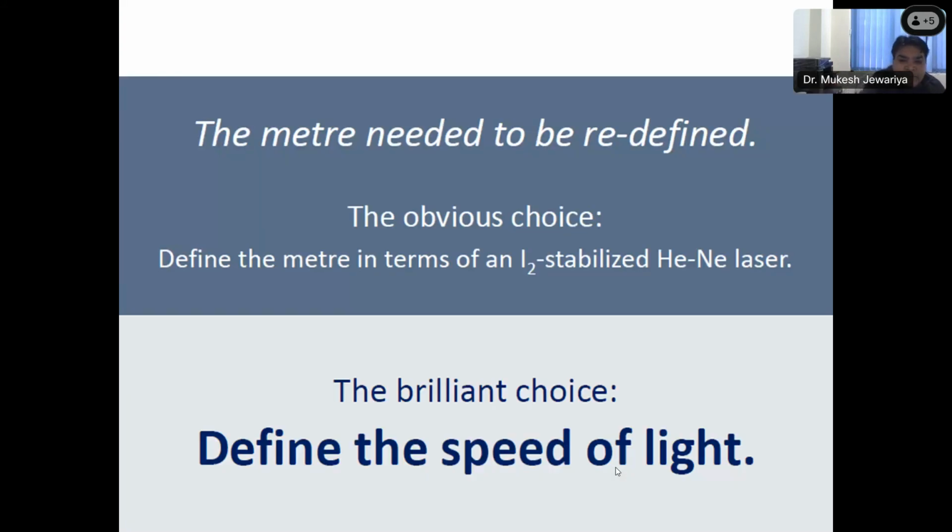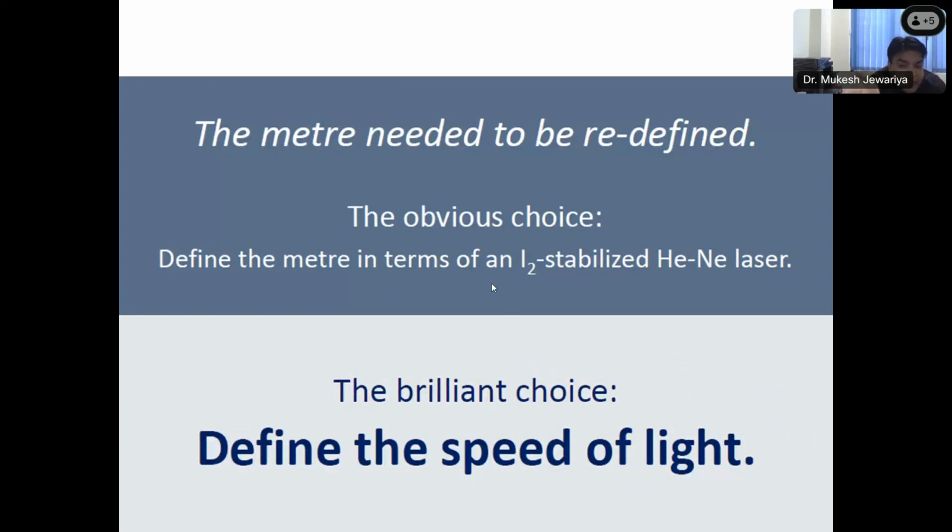So in 1983, the meter was again redefined, and people used the laser. And I will tell you why they used the hydrogen stabilized helium neon laser. So what they decided is, they wanted a definition such that it should be constant.